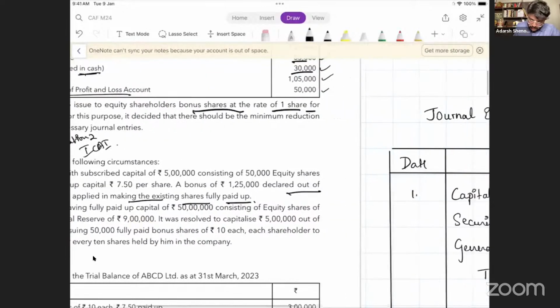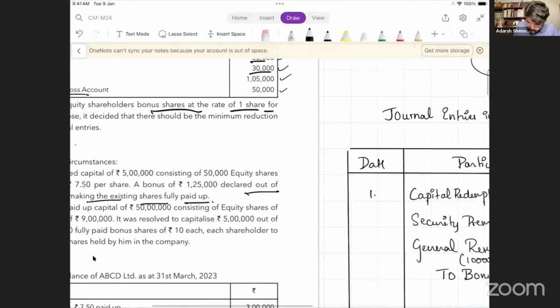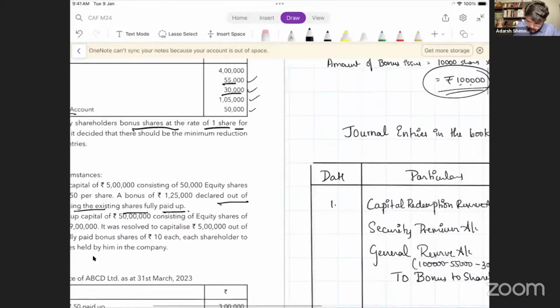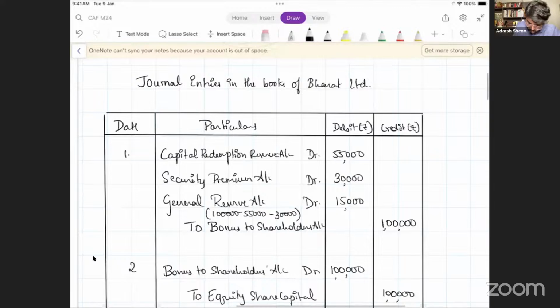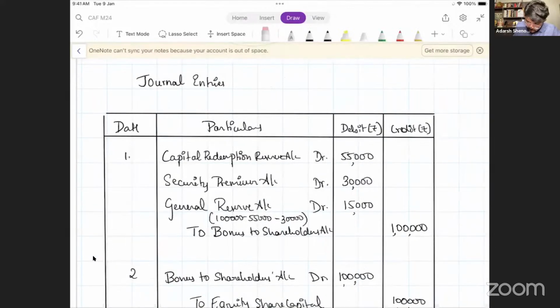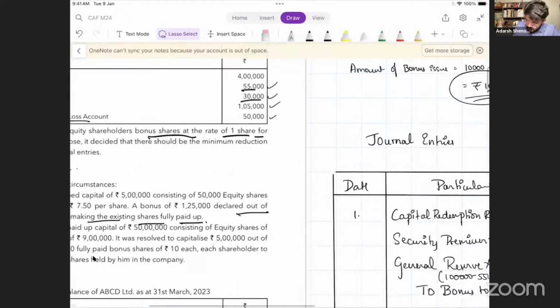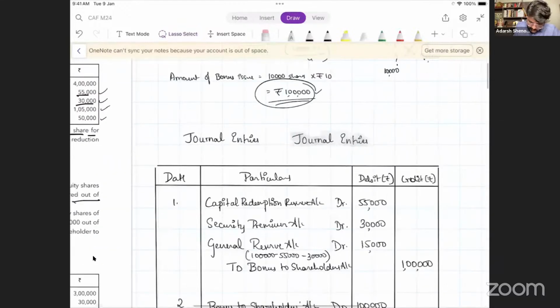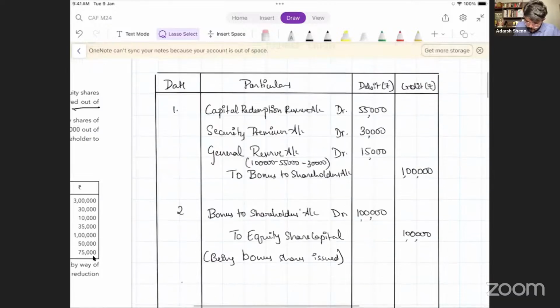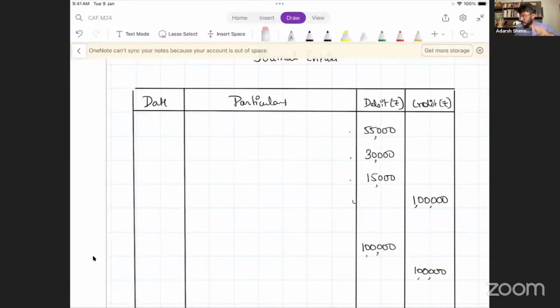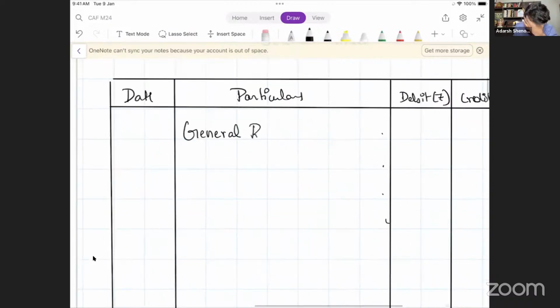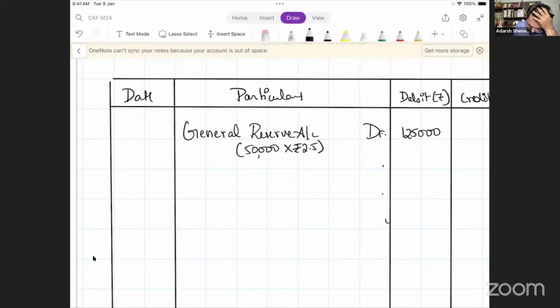Let's go. First, general reserve, the entries are the same. It does not change. General reserve account is debited. 50,000 shares into rupees 2.5, 1,25,000, to bonus to shareholders account 1,25,000. Solving the first one here, so you can write here: first one.